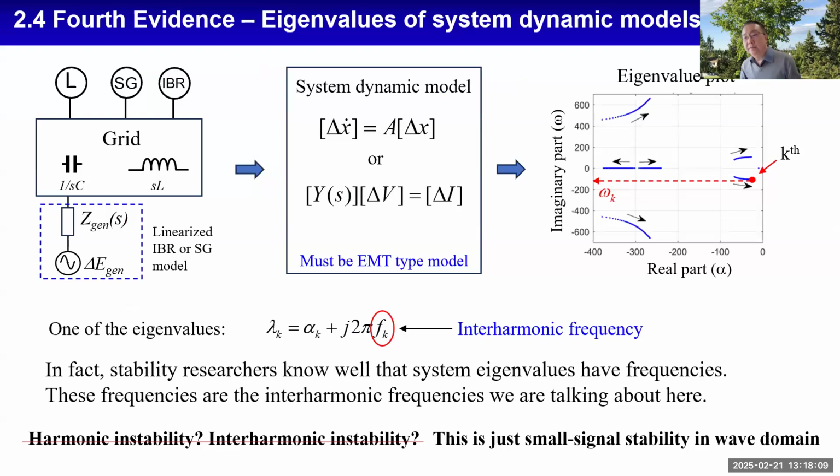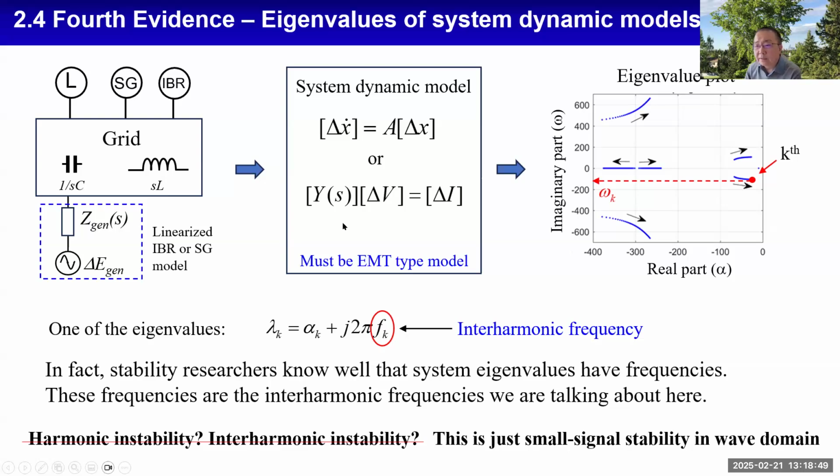Now, there is another way to demonstrate the evidence. We have basically a grid, and for each IBR or SG we have an impedance model or transfer function or state equation model. Now you can develop a system dynamic model, either in state space or in transfer function form. I want to emphasize this must be an EMT type of model. What I mean by EMT type of model is basically a waveform-based model, where the capacitor has to be modeled as a transfer function, and the inductor modeled as a transfer function.